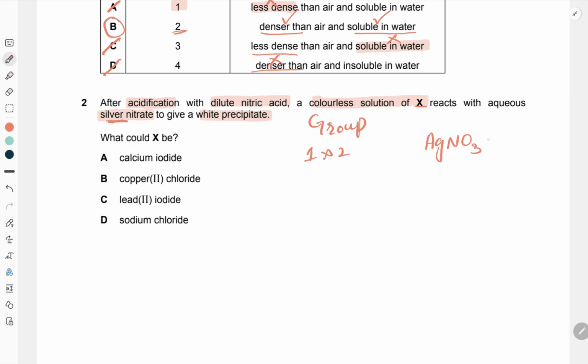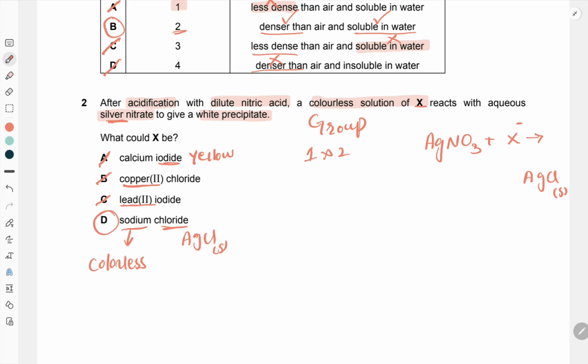Whenever you add silver nitrate and you get a white precipitate, it is always silver chloride, because this is insoluble in water. Iodide forms a yellow precipitate, so that is incorrect. Copper and lead are transition metals, so they always form colored solutions. Copper forms a blue solution and lead forms some other specific color. Sodium is a group 1 metal, which makes a colorless solution, whereas chloride forms a precipitate of silver chloride. Therefore D is the correct answer.